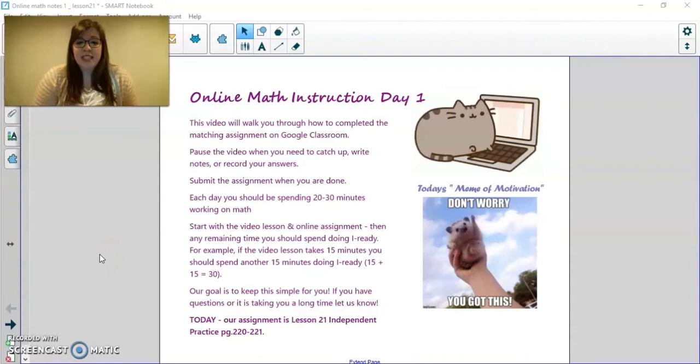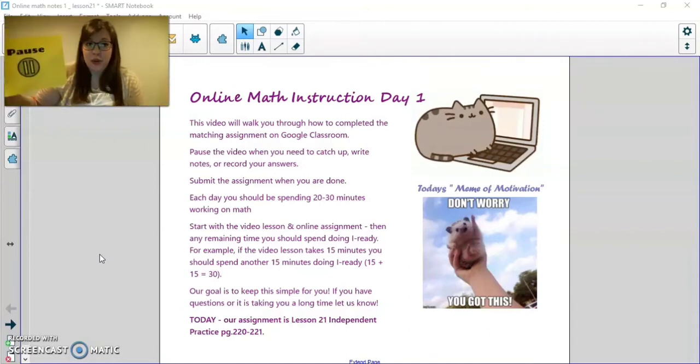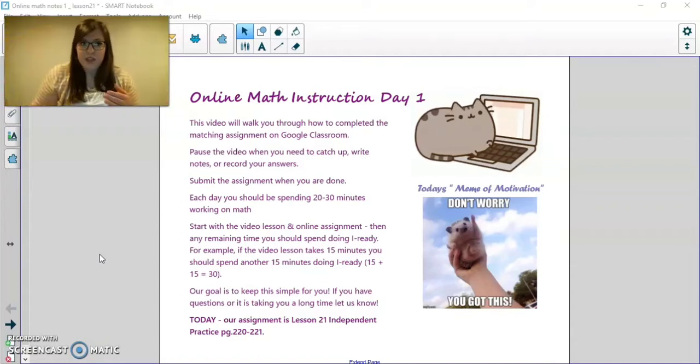Today our assignment is lesson 21, independent practice. If you have your paper copy that you're following along with, this is pages 220 through 221. When I hold up the yellow pause, you can stop the video, record your answers, catch up on notes, and then unpause it and the video will continue to the next problem. So our assignment today is lesson 21, independent practice, page 220 through 221.